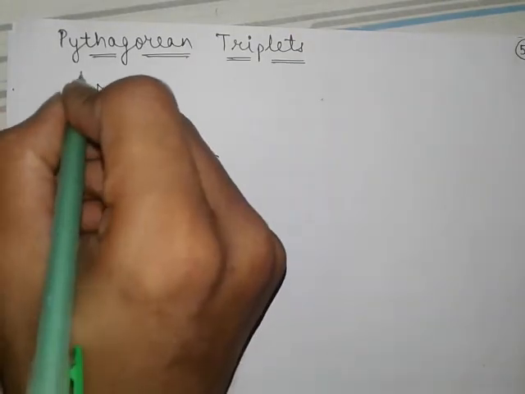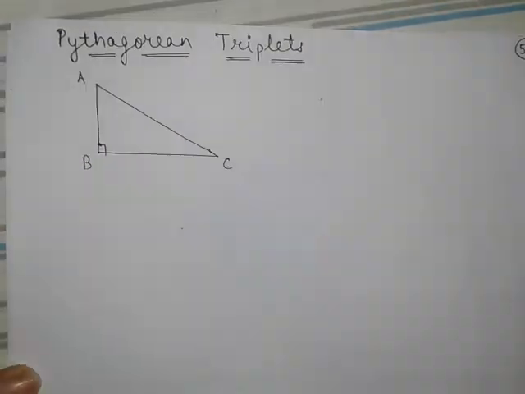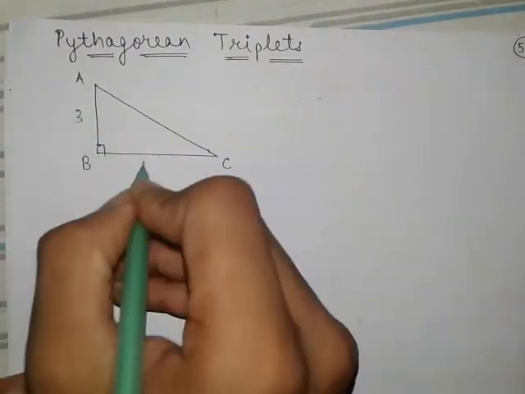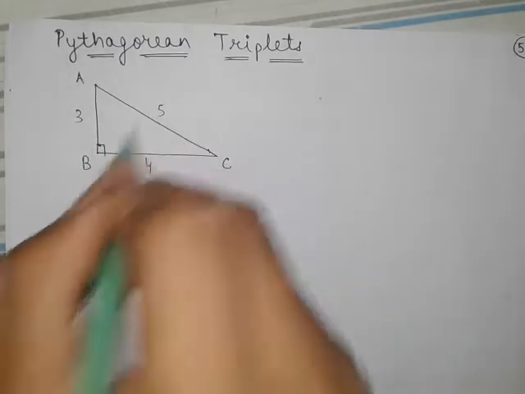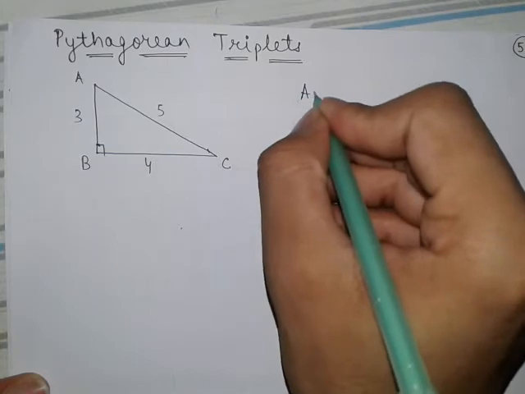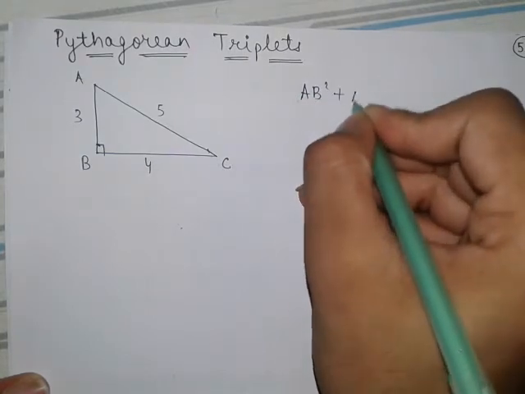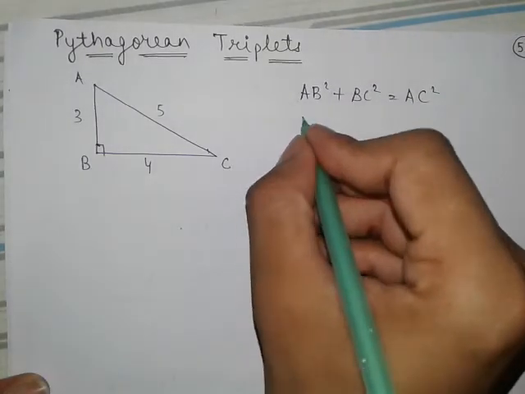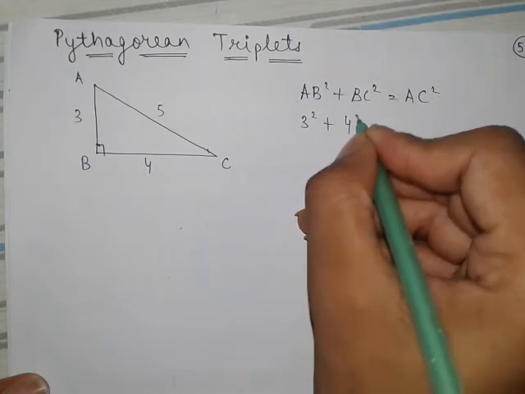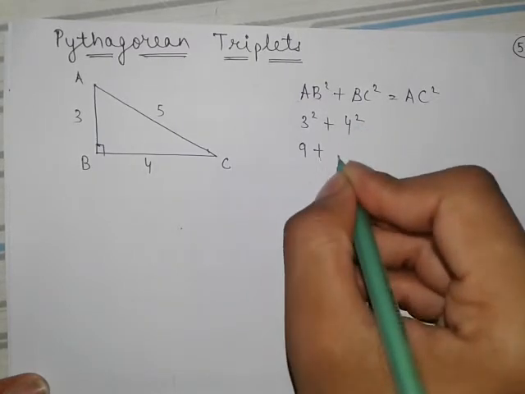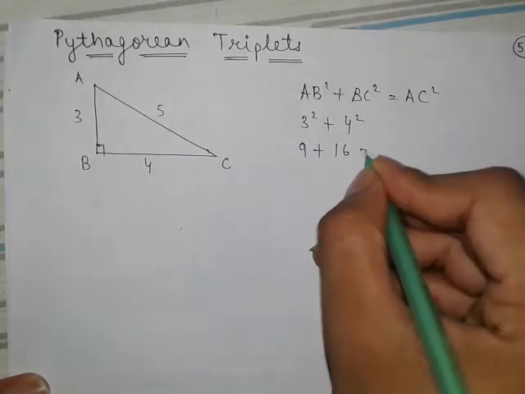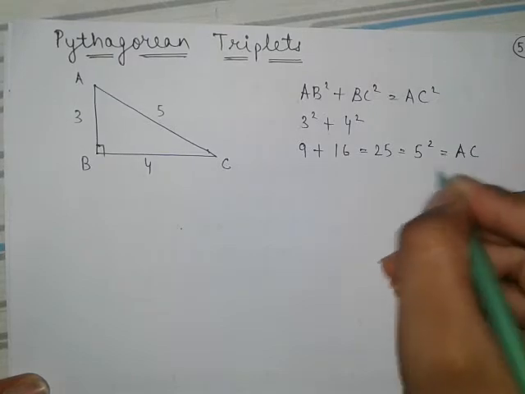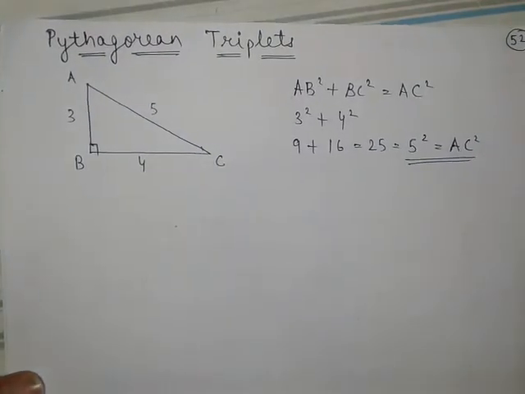Okay, so the triangle was named as ABC. You have to take any measurement and verify the Pythagoras theorem. So if I take 3, 4 and AC will be 5, I have to verify it. According to the Pythagoras theorem, AB square plus BC square equals AC square. So AB square is 3 square, BC square is 4 square, 3 square is 9, 4 square is 16, 9 plus 16 will give you 25, which is the square of 5, and 5 is the side of AC.